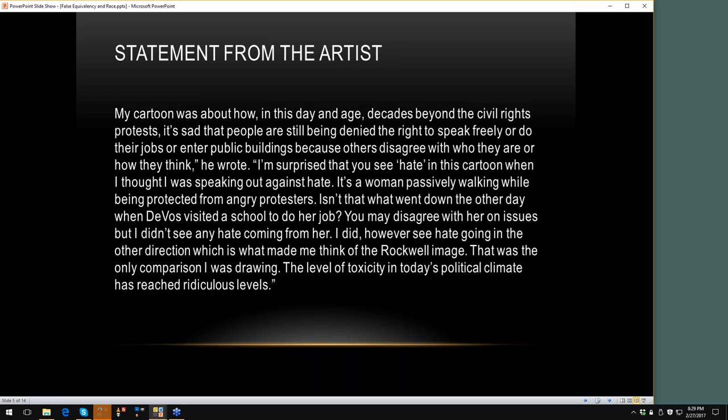Isn't that what went down the other day when DeVos visited a school to do her job? You may disagree with her on issues, but I didn't see any hate coming from her. I did, however, see hate going in the other direction, which is what made me think of the Rockwell image. That was the only comparison I was drawing. The level of toxicity in today's political climate has reached ridiculous levels. And I agree with that.